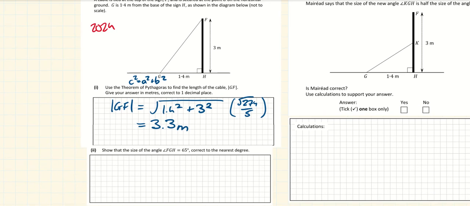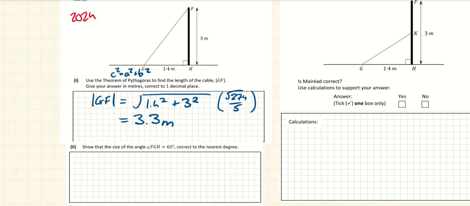Okay, show that the size of the angle, so they're actually giving you the size of the angle, is 65 degrees. So the way you show it is you do out your triangle, and we've got 1.4 and 3. The other side doesn't really matter. We'll just call it A, just because it's FGH, so it's F down to G over to H, so it's that angle, the one with the G on it.